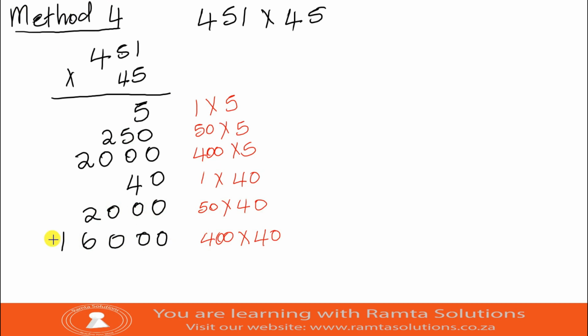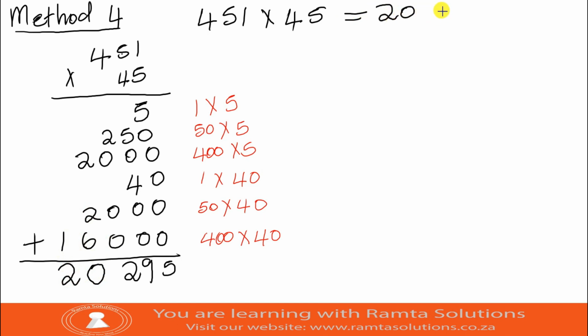Now, what you need to do, you need to add all these according to place value. So units, we have 5, and then tens. 5 plus 4 is 9, and then hundreds, we have a 2 only, and then thousands. 2 plus 2 is 4, plus 6 is 10. Oh, this is not the last number, so we're going to write 0 and carry that 1. 1 plus the 1 that we carried is 2. What is our answer? Our answer is simply 20,295.